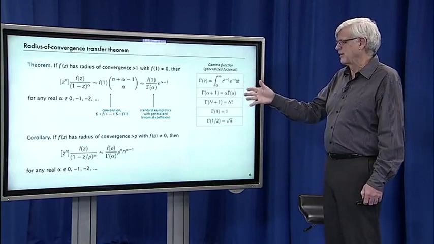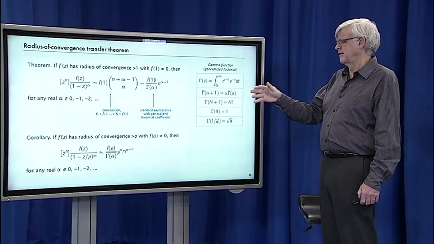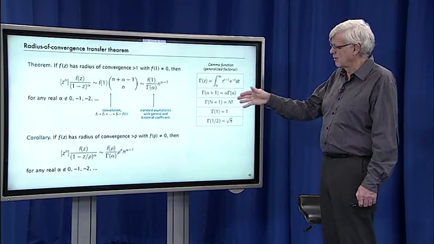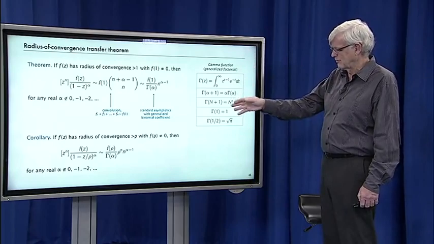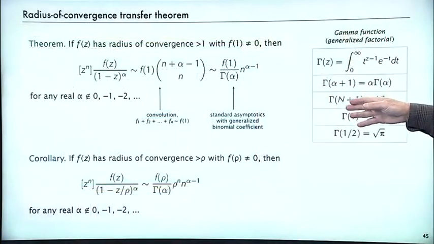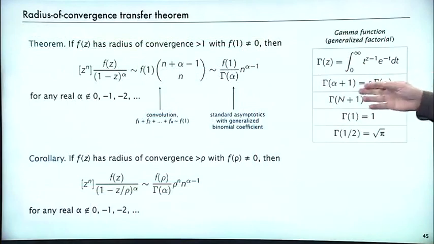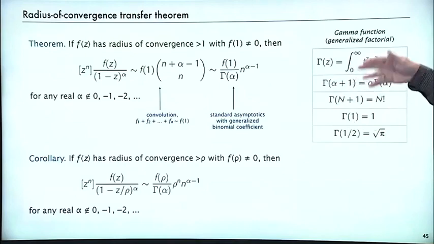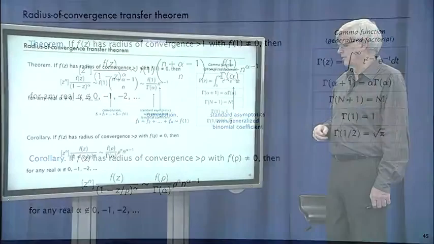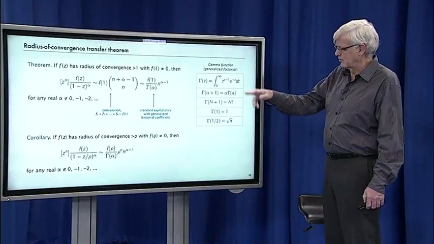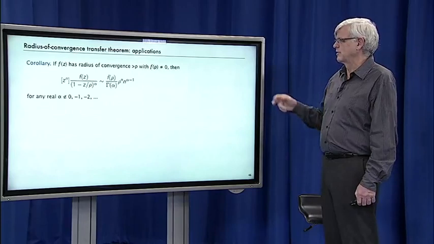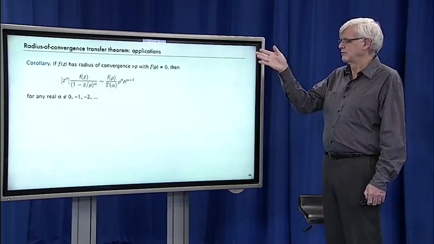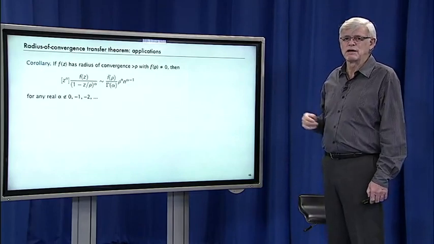And just a little more generally, if the radius of convergence is bigger than rho, and if rho is not equal to 0, then just applying this to z over rho, plugging in z over rho in this theorem, we get a slightly more general result. We do 1 over (1 minus z over rho) to the alpha, and that pulls out a rho to the n in the asymptotics. And that's just an elementary calculation to see where that comes from. So that corollary is the one that we'll really be interested in. So that's the theorem. If we have a generating function of that form, we know the asymptotics.